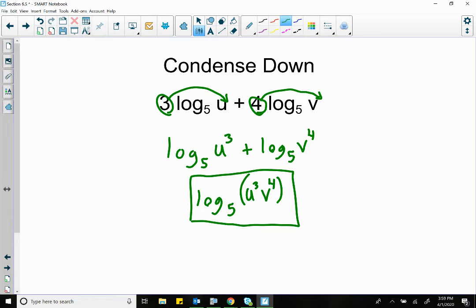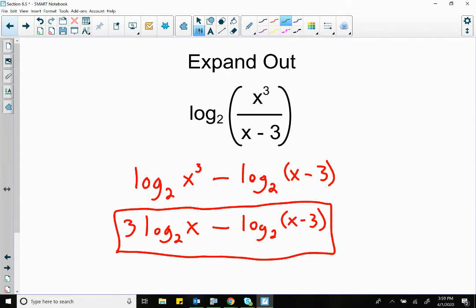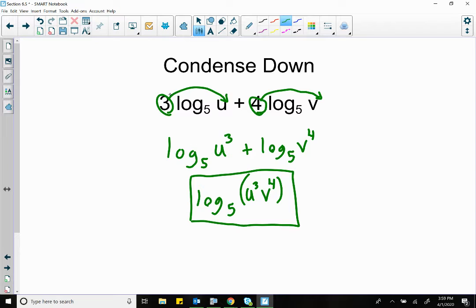You're just reversing what we talked about over here. So when you expand out again, take care of multiplication and division by turning it into addition and subtraction, and then take care of any powers and move them out front. To condense down, take care of the powers, put them back as powers, and then take care of addition and subtraction and turn it back into multiplication and division. That's half of your assignment right there.